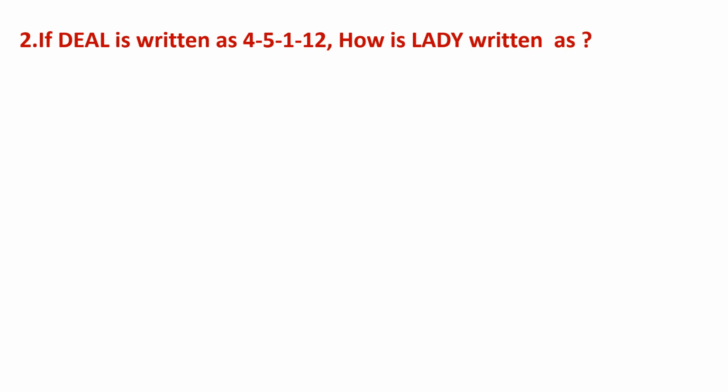If DEAL is coded as 4-5-1-12, how is LADY coded in that language? So D is 4, E is 5, A is 1, L is 12. Lady means L is 12, A is 1, D is 4, Y is 25. That is 12, 1, 4, 25.